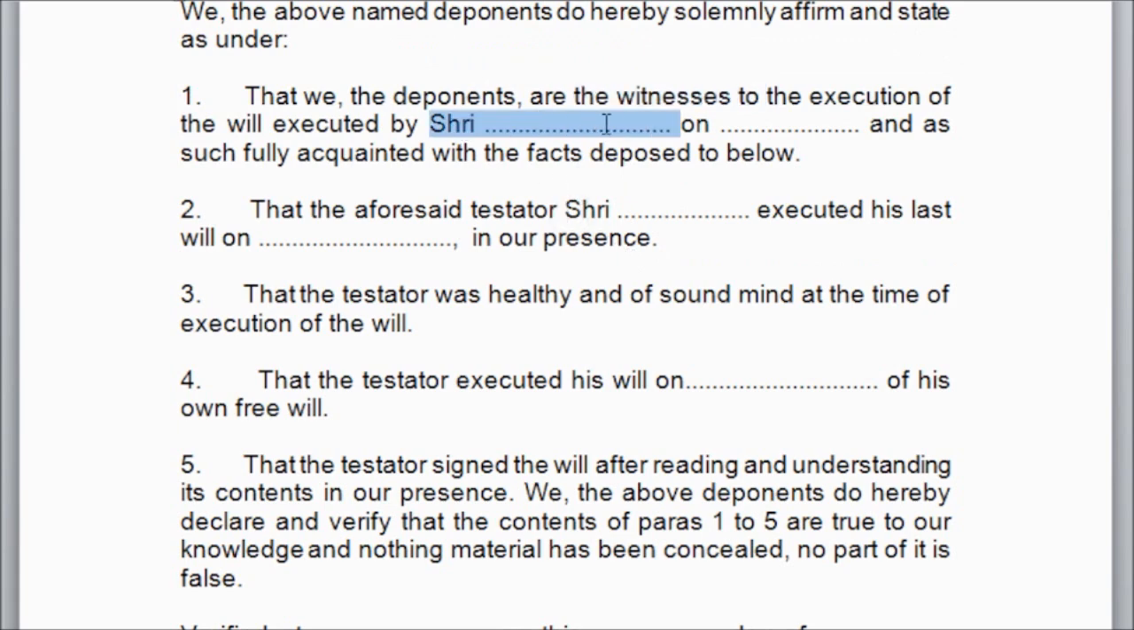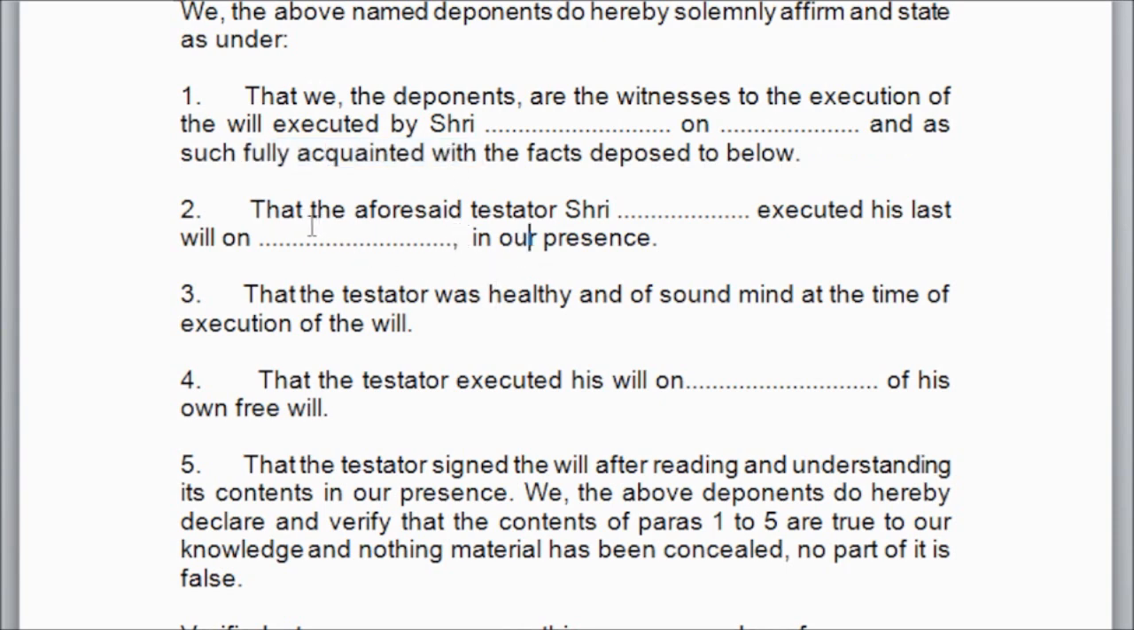You have to mention the father's name and the date on which the will was executed, and they have become witnesses in that will, and as such are fully acquainted with the facts deposed below. Here they are saying that they are acquainted with the facts, they know the facts.